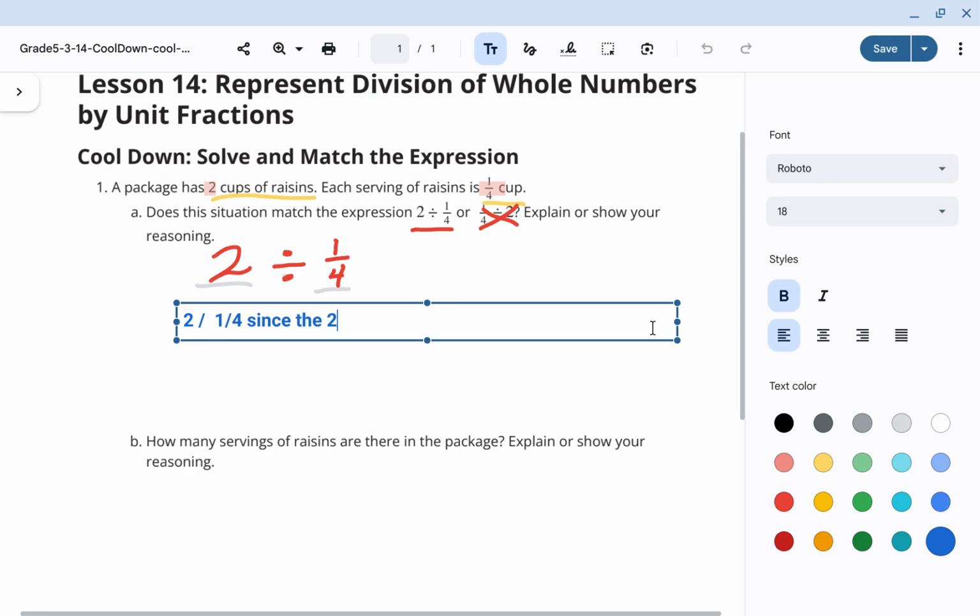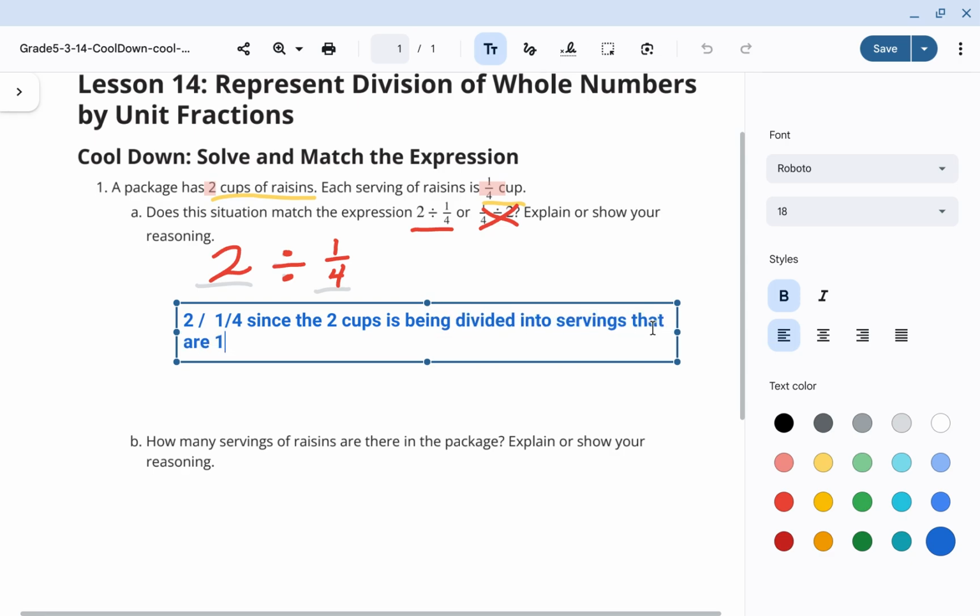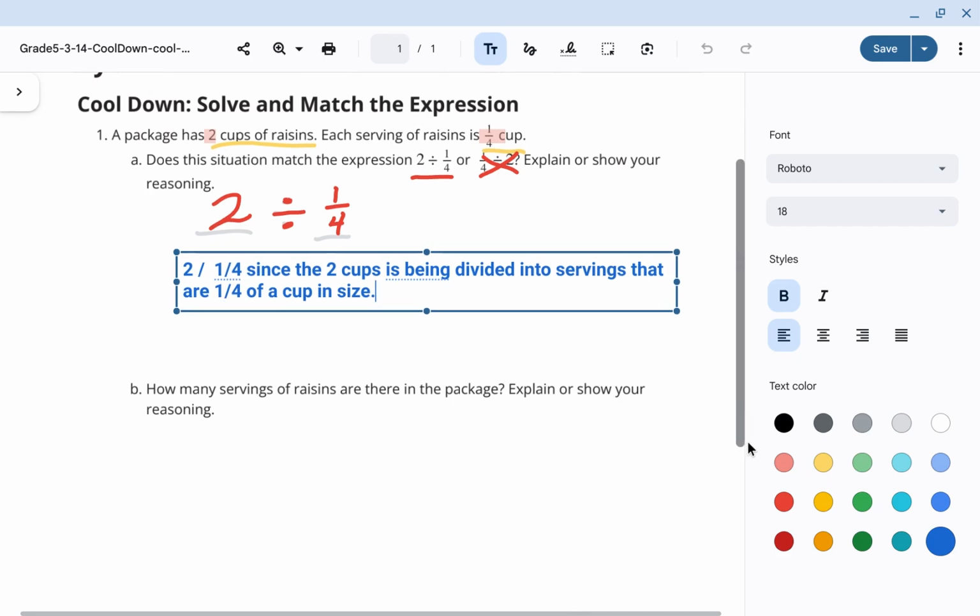Since the 2 cups is being divided into servings that are 1/4 of a cup in size. Okay, so now I have explained both parts of the problem and exactly why it must be in that order. Remember that order does matter in division.